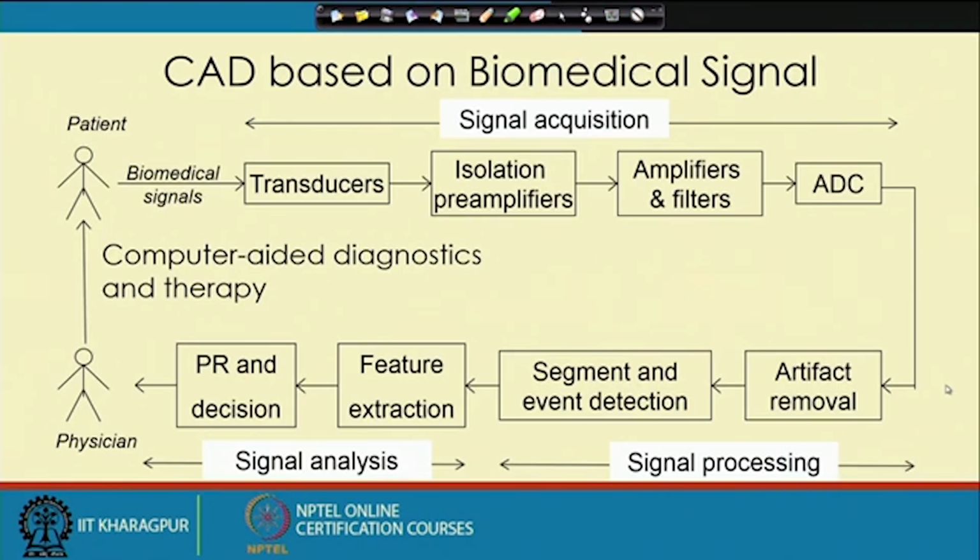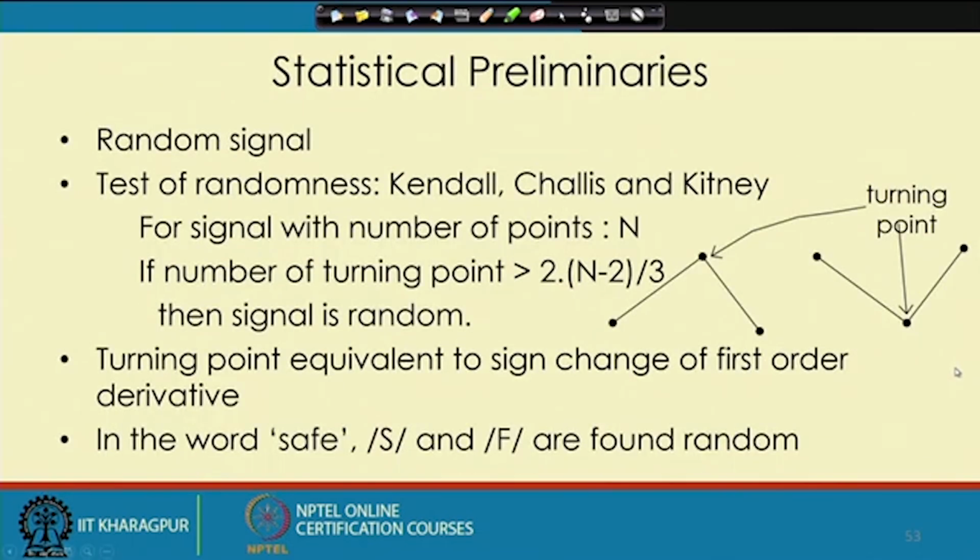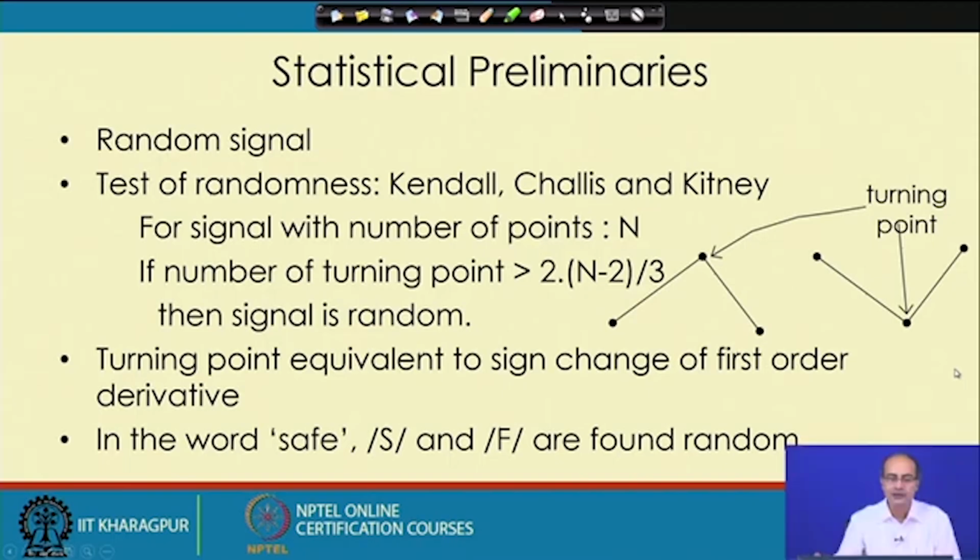Now, before getting into different artifact removal techniques, first we should have some brush up of the statistics. First, we should know what is called a random signal. The broad definition of a random signal could be that if the signal cannot be predicted beforehand or governed by a rule, we call it a random signal.